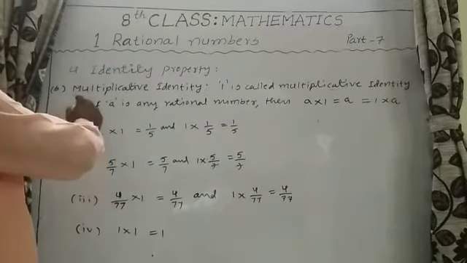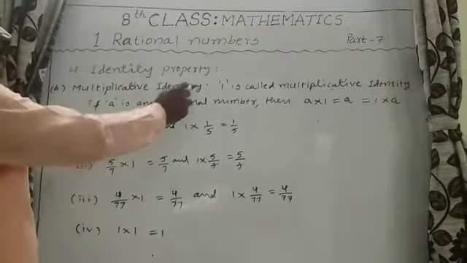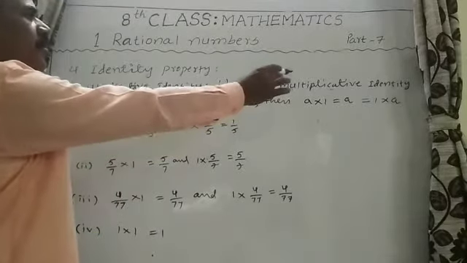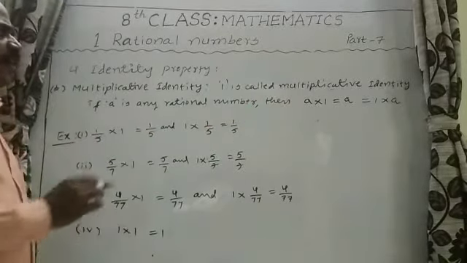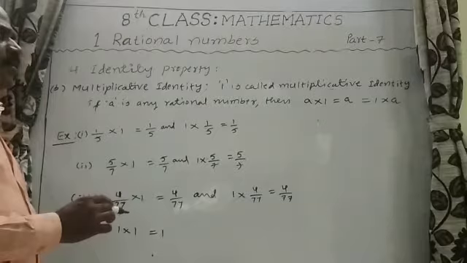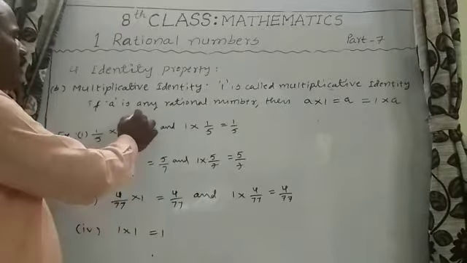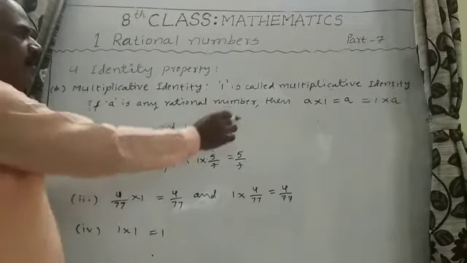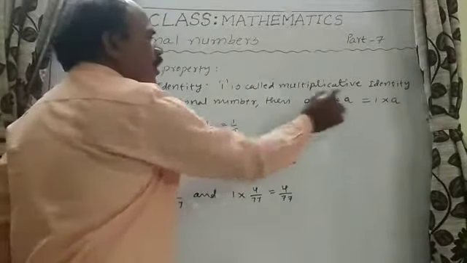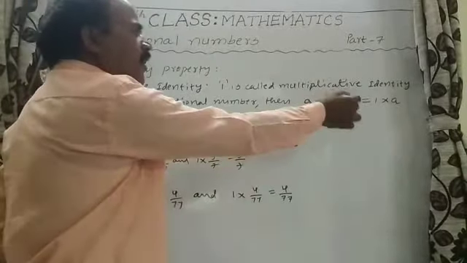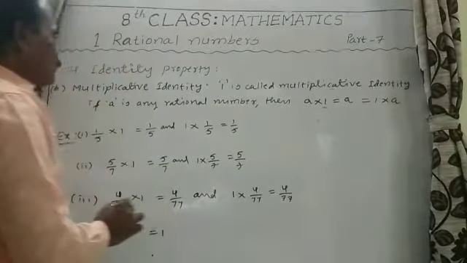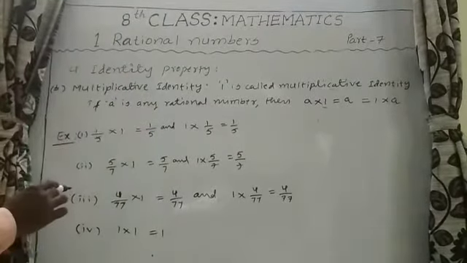Case 2, multiplicative identity. One is called multiplicative identity. Any number multiplied with 1 will get the same number. If a is any rational number, then a into 1 is equal to a, or 1 into a is equal to a. This property is known as multiplicative identity.